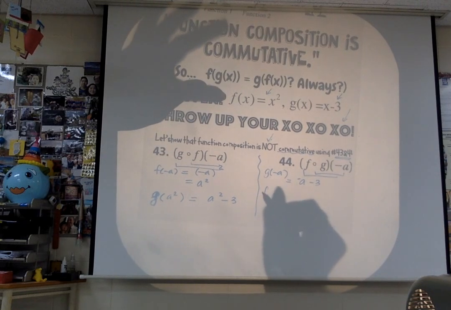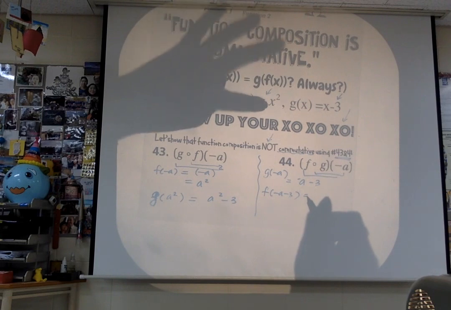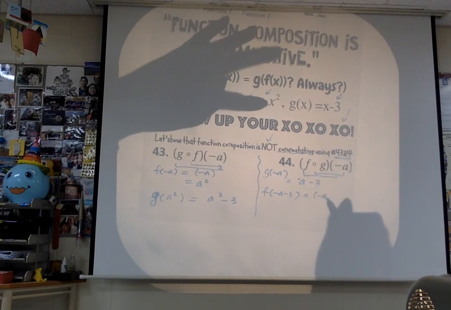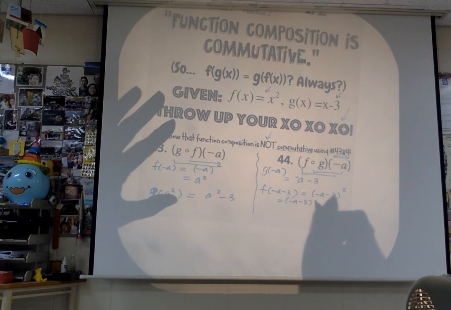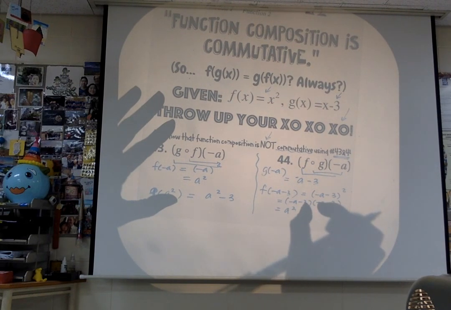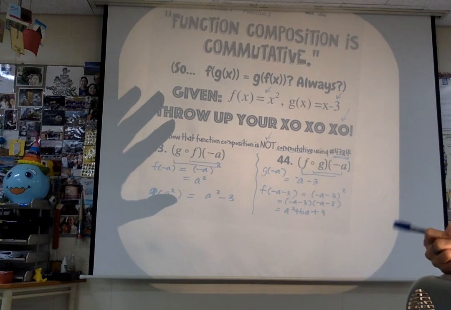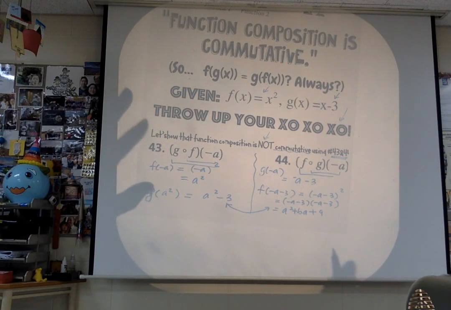Now, let's go to f of whatever we got for g of negative a. Instead of x squared, we're going to put negative a minus 3, squared. When we do that, it's ugly, but it's negative a minus 3, negative a minus 3 again. And we get a squared. Negative times negative is positive, and that's going to be plus 6a plus 9. And obviously, we see that these are, come on, let's say it.